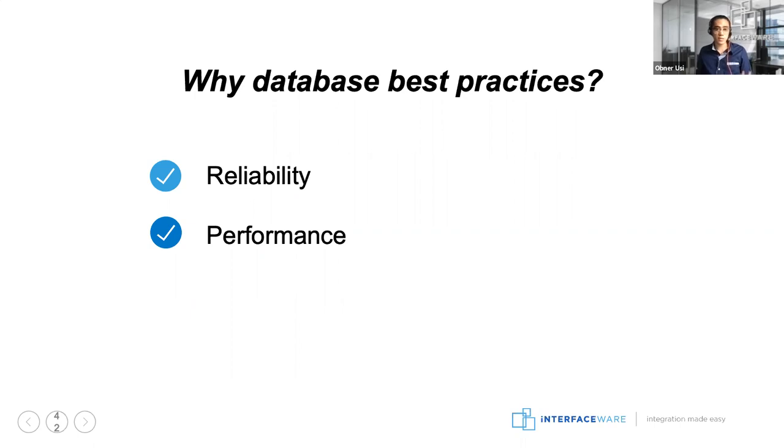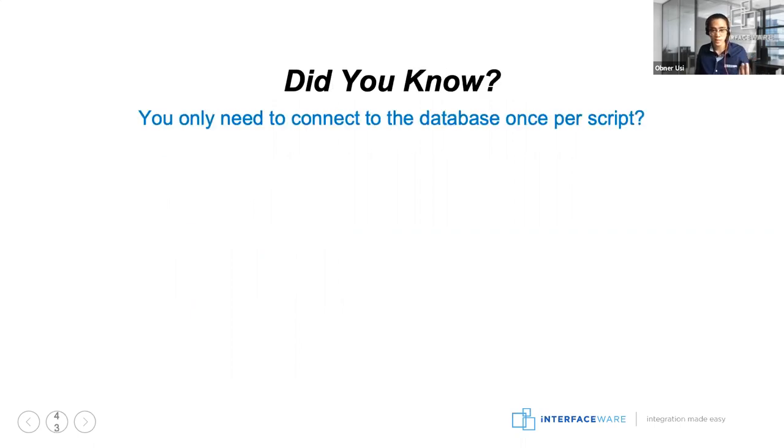With that in mind, our first topic: you only need to connect to the database once per script. That sounds familiar from our last topic. One of the main downtimes in database integration is connecting to the database. If a script takes a couple of seconds to connect to a database, the outbound message throughput will be slower than how many messages are coming in. If you only need to connect once to the database, this eliminates the problem. Let's dive into an example.